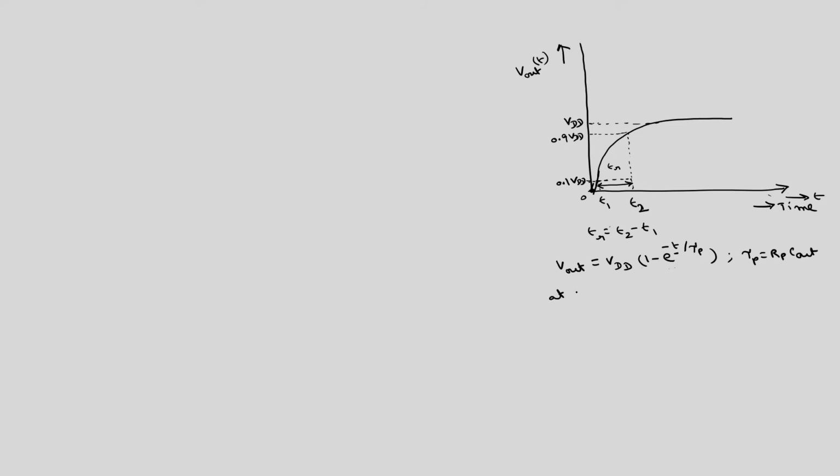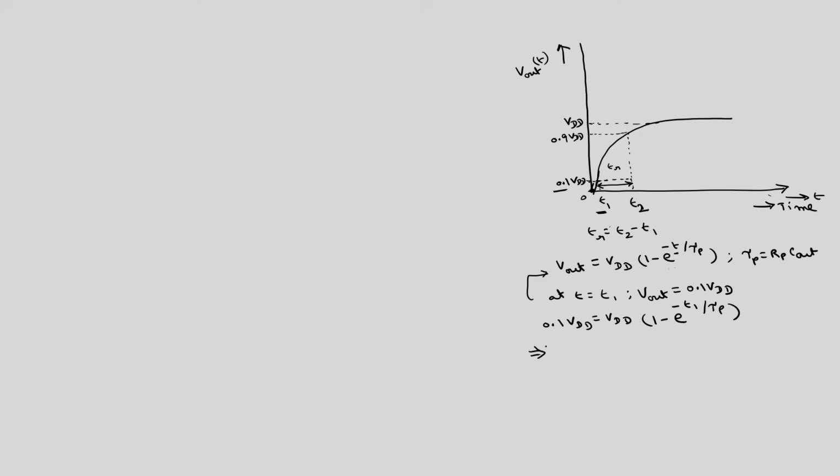set t equal to t1, where the output V out will be 0.1 VDD. If you substitute this here, 0.1 VDD is equal to VDD into 1 minus e raised to the power of minus t1 divided by tau p.